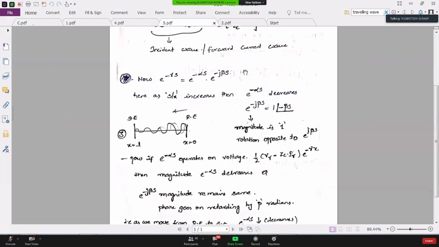Same analysis as we just did. e power minus gamma is again minus alpha minus j beta, multiplied with distance. So now as s or x increases, what about e power minus alpha? As it is negative, obviously it will start decreasing. Previously it was positive, so it was increasing. Now here it is negative, so obviously it will decrease.